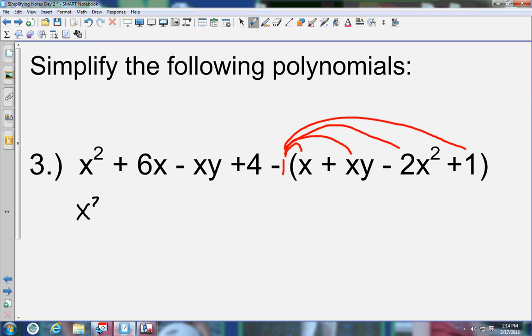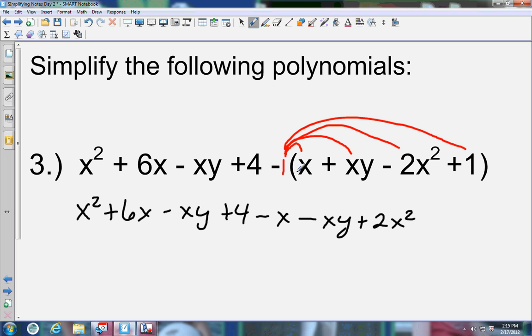So I have x squared plus 6x minus xy plus 4. Now I have negative 1 times x, negative x. Negative 1 times xy, negative xy. Negative 1 times negative 2x squared, positive 2x squared. Negative 1 times 1 is negative 1. Now that you've done the distributive property, now we can go and do what I was doing on the last one.